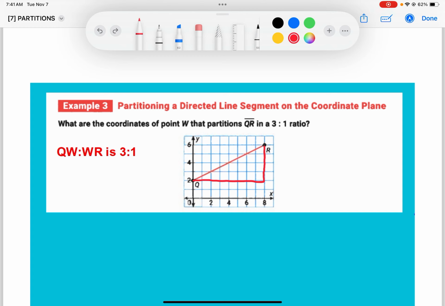We want to plot point W that partitions QR in a 3-to-1 ratio, which means that the ratio of QW to WR is 3-to-1. So once again, if it's a 3-to-1 ratio, that means I want 4 equal pieces. And this line segment is 1, 2, 3, 4, 5, 6, 7, 8 pieces. Great, so if I have a line segment of 8, I want to cut it up into 4 equal pieces, then each piece would be 2 boxes long, because 8 divided by 4 is 2. So we put a ridge there, and a ridge there, and a ridge there.